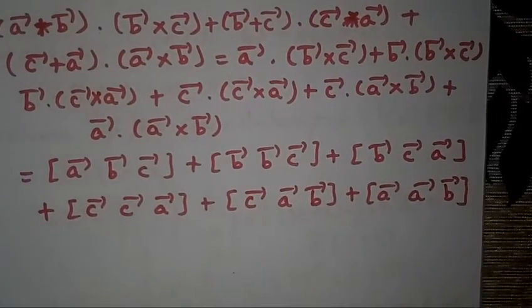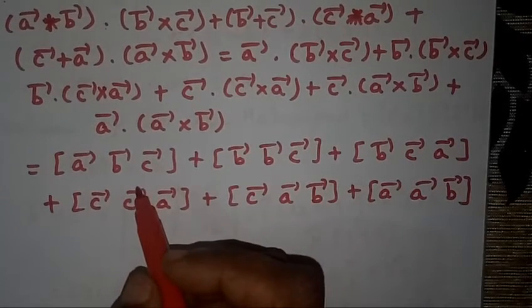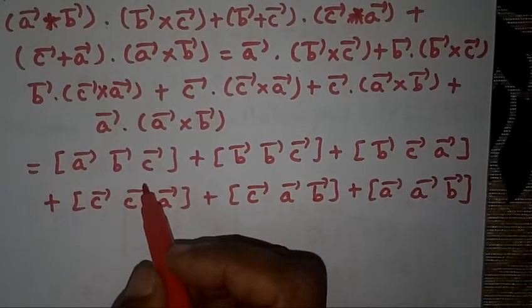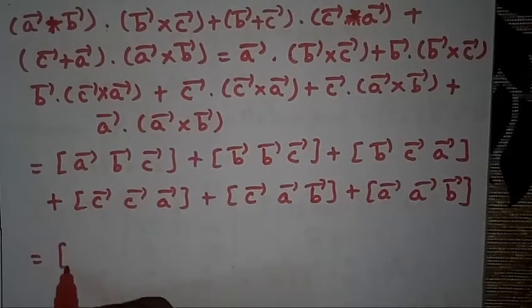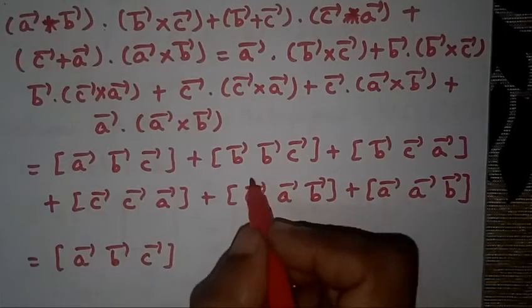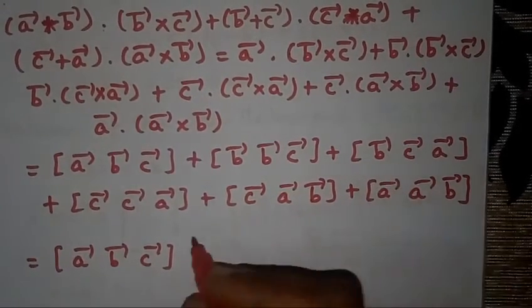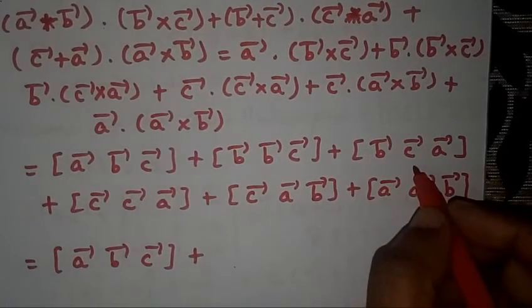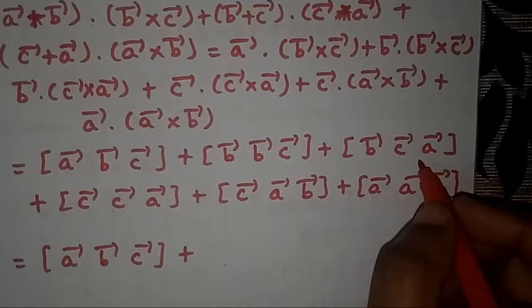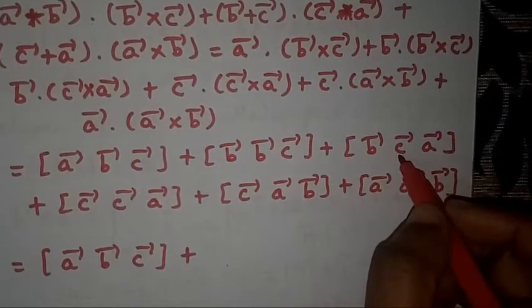Listen, when we have a box product, if at least two terms are the same, that box product will be 0. So the first term you write in the same way, A vector, B vector, C vector. Here in the next term two terms are the same, so it will become 0. And here it is B vector, C vector, A vector, but you can write it in cyclic order. Instead of starting with B, you can start with C or A.